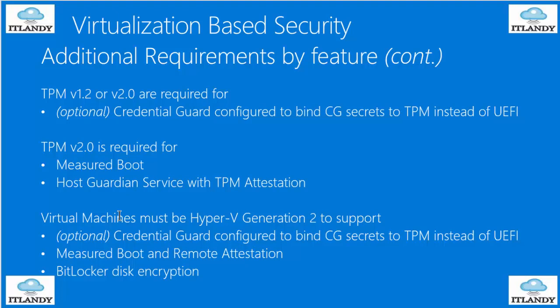Next, if I need to put more security around my environment or hypervisor, then I have TPM. TPM 1.2 or 2.0 is required for credential guard, which is configured to bind the CG secret into a TPM instead of just UEFI. If you decide to use it, then you can save the right certificate or requirement on the TPM. TPM 2.0 is required for measured boot or host guardian service with TPM attestation. This is purely a Hyper-V improvement and does not apply to VMware.